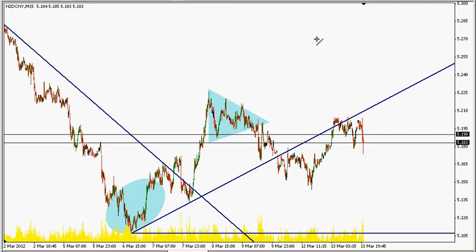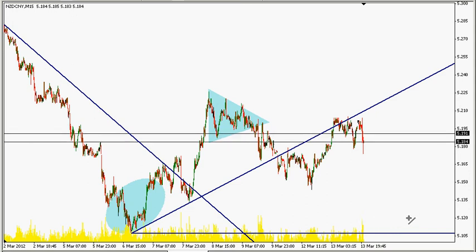So what to do? I would still prefer the long side, but I'm a little bit afraid, or chicken. The baby animal instincts come out here. However, I would prefer the long side, and create a stop here. Depending on your risk appetite, I would create a stop here on the downside, here at my broker, it's at 5.107. So you have enough space to go even for higher prices.